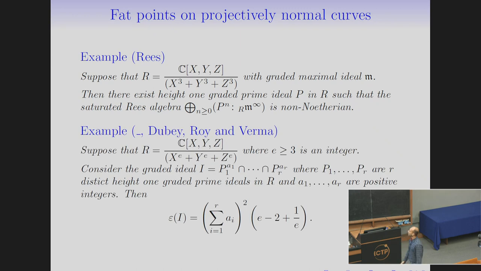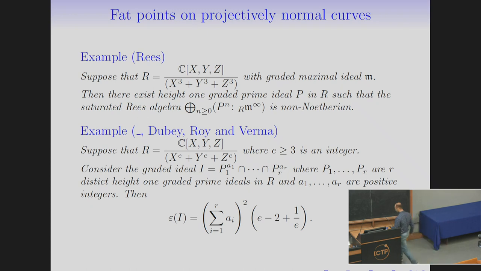And motivated by this example, we wanted to give a computation. So you look at these Fermat curves, right? And then you take these kinds of ideals. So basically, these are what's called the fat points, the ideals defining fat points, right? And for such things, we have an explicit formula for this epsilon multiplicity. So this is what we have.